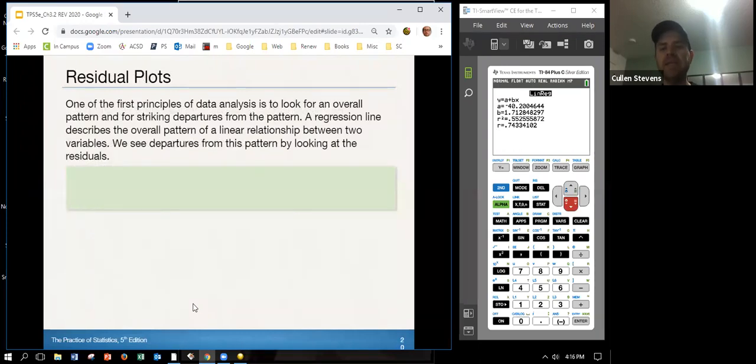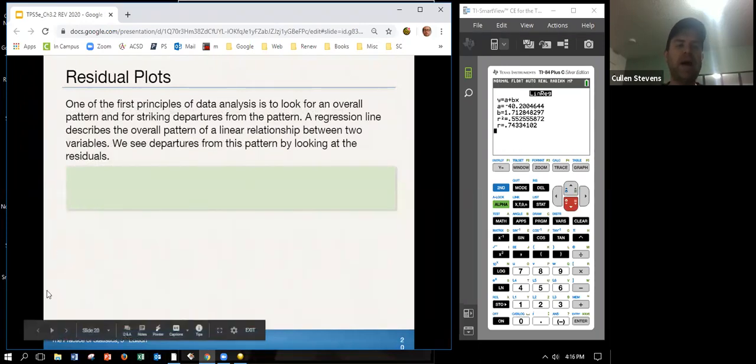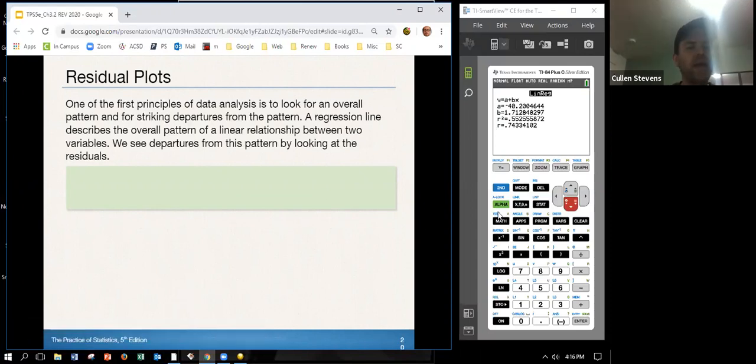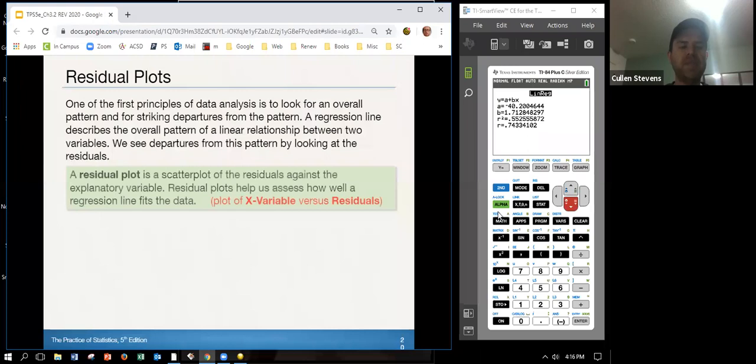All right, so let's take a look at what's next, what's called a residual plot. One of the first principles of data analysis is to look at an overall pattern or striking departures from a pattern. Remember that when we're looking at data itself, we're looking for patterns. We need that to do the interpretation. A regression line describes the overall pattern of a linear relationship between two variables. Very important. Remember, our line of best fit, a regression line, is to look at the linear pattern here. So we can see departures of that by looking at residuals.